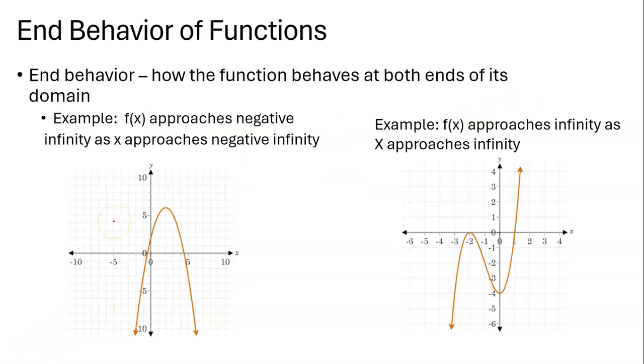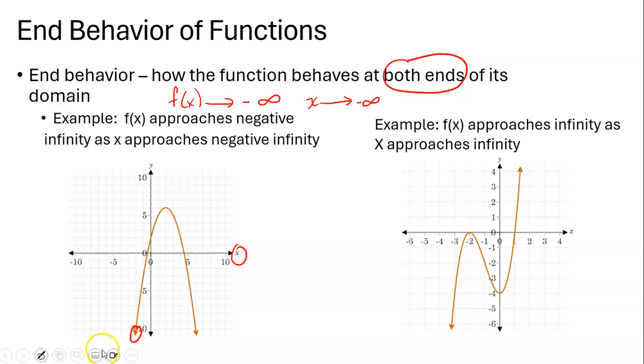All right, end behavior. So end behavior is how the function behaves at both ends of its domain. So remember, domain is x. What is happening at both ends? For example, what we have here is f of x approaches negative infinity as x approaches negative infinity. Okay, so this is going to go on forever this way, and x also goes on forever in that direction.